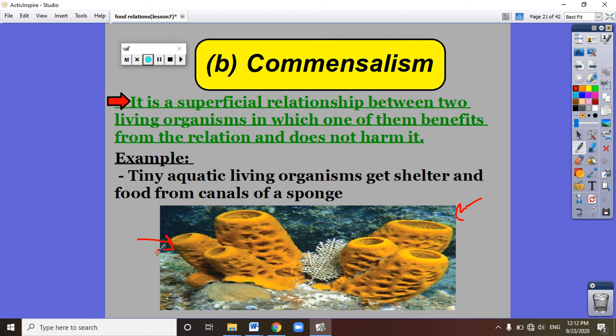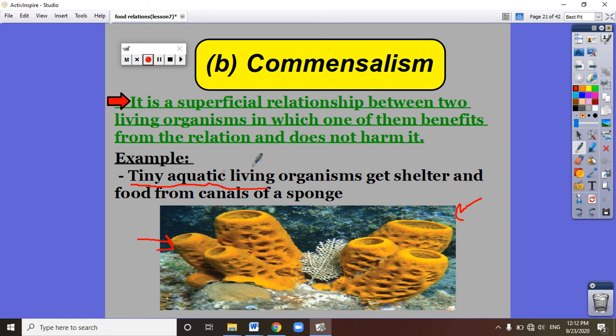What is the meaning of that? Tiny aquatic living organisms are very, very small fish that live inside the water. We name them tiny aquatic living organisms. And that's the sponge. The sponge is an animal that never moves from its place. It grows in its place and never moves from it. As you can see, that's the shape of the sponge.